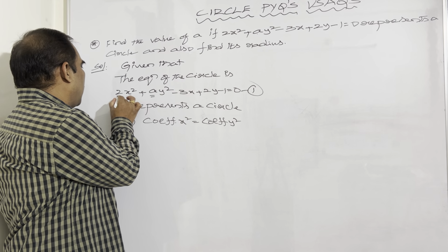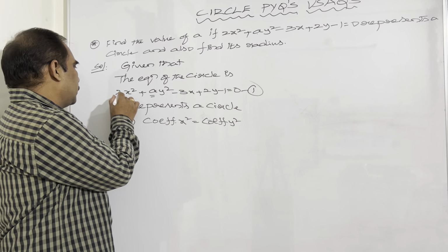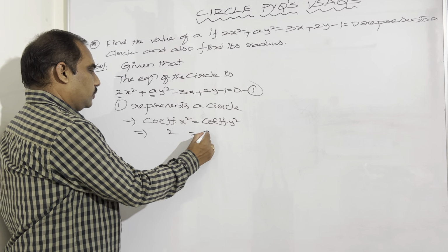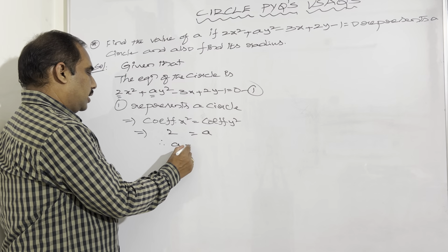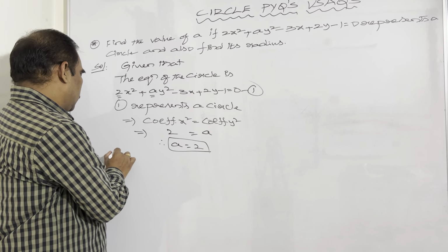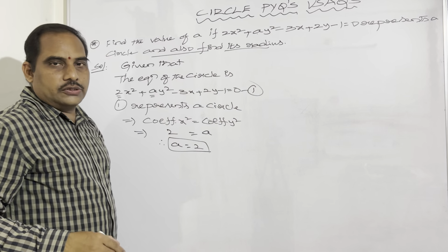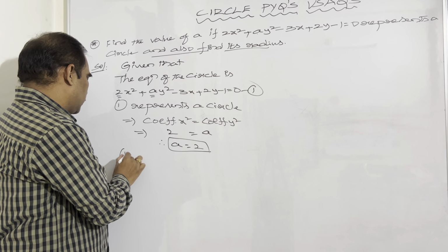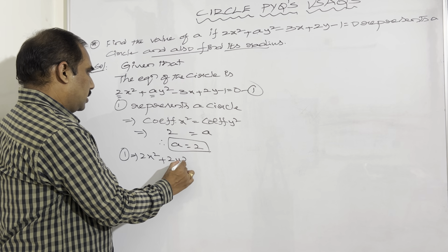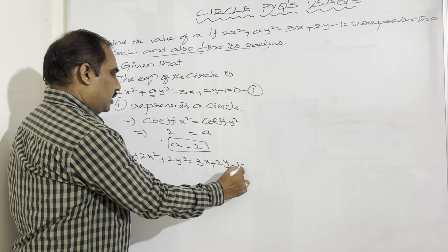Here we have to find the value of a. So coefficient of x square, 2, is equal to coefficient of y square, a. So therefore clearly we can write a is equal to 2. Once after finding the a value, we have to find the radius of the circle also. Now circle 1 becomes, with a replaced by 2, 2x square plus 2y square minus 3x plus 2y minus 1 is equal to 0.